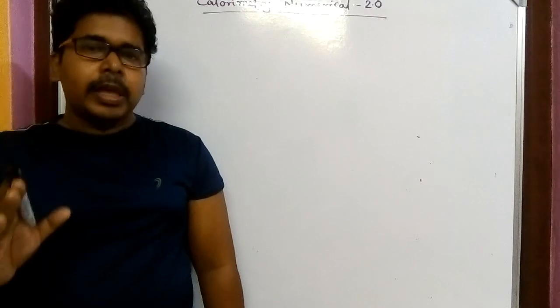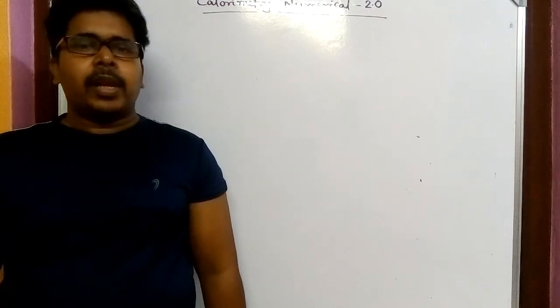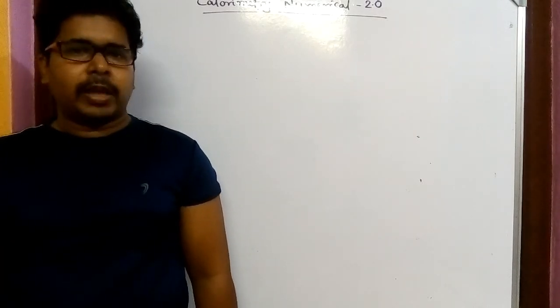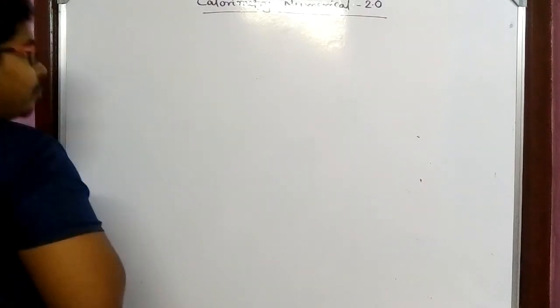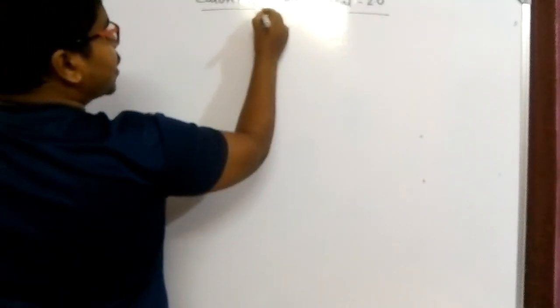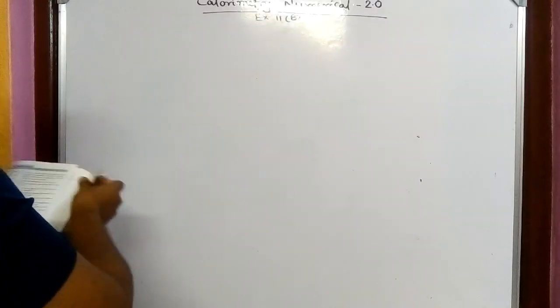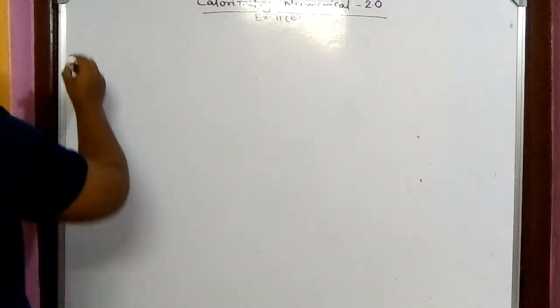See what process I have followed and what I have told, and then I think it is much easier for you to do that type of numerical. I have your book, so we will do the numericals of exercise 11b. We have to start from an easy numerical, that is numerical number 3.